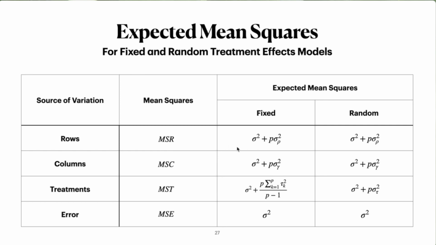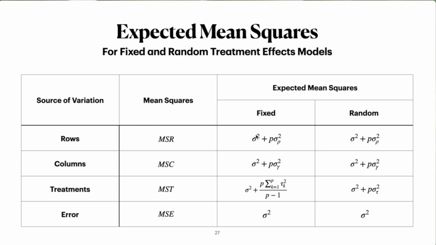Similarly, if you look at the expected value for the mean square for rows, you can see that the expected value of MSR is sigma squared plus something that's positive. P is going to be positive. Sigma squared sub rho will be greater than or equal to 0. If sigma squared sub rho is 0, then the expected value of MSR is just sigma squared. But if there's any variability at all due to the rho blocking factor, then the expected value of MSR is going to be something larger than sigma squared. And so that is why this will be an unbiased estimator of sigma squared if and only if sigma squared sub rho is equal to 0.